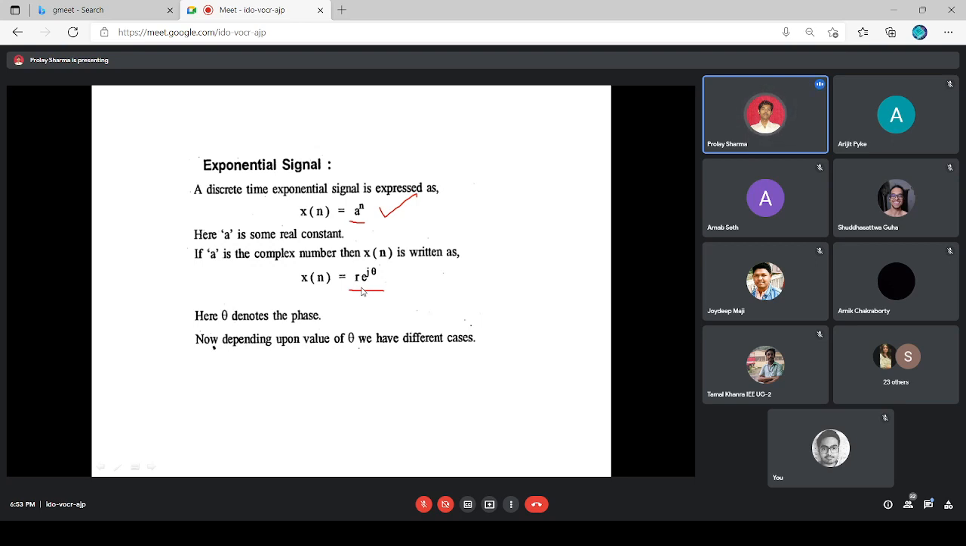We will discuss the complex signal later, as we have many scopes to discuss complex signals. So first, let's assume today this is a real number.